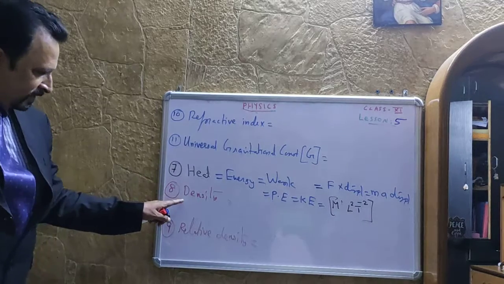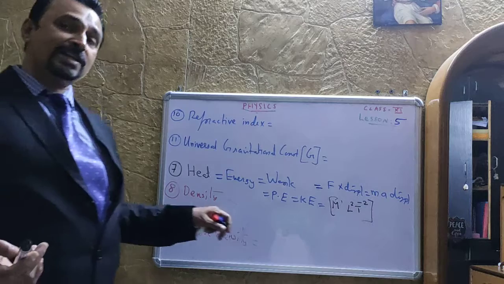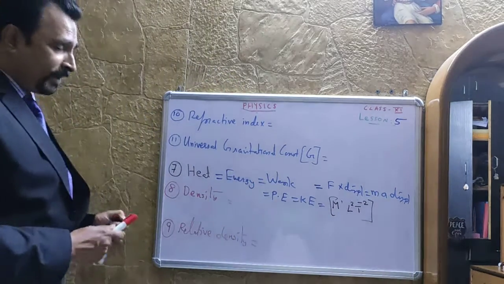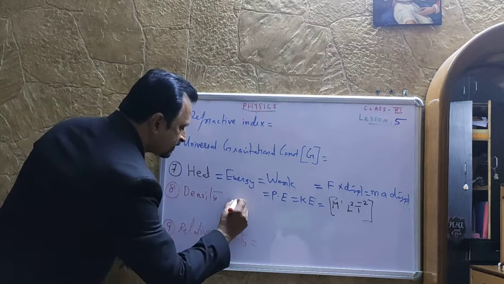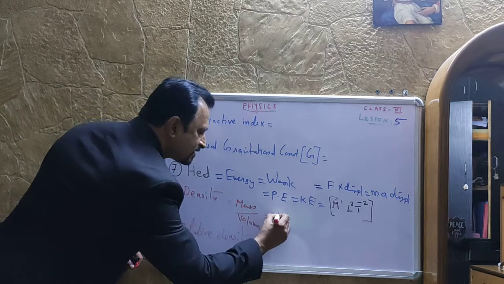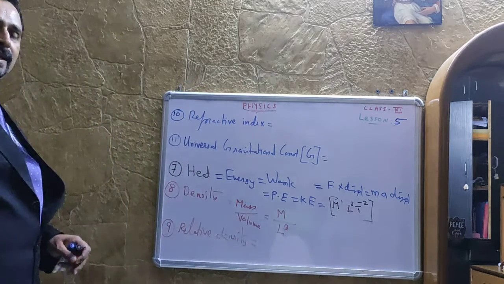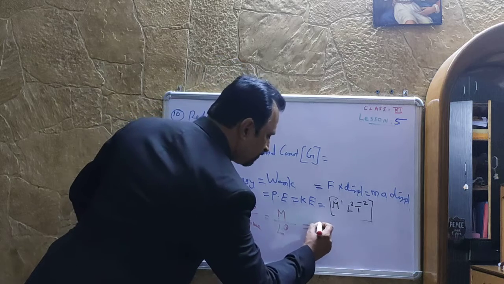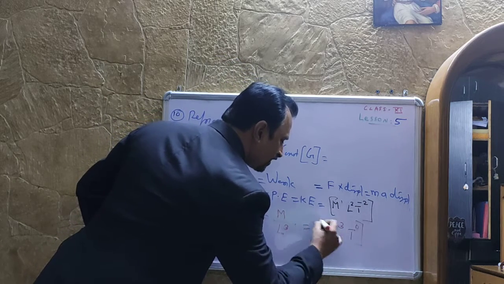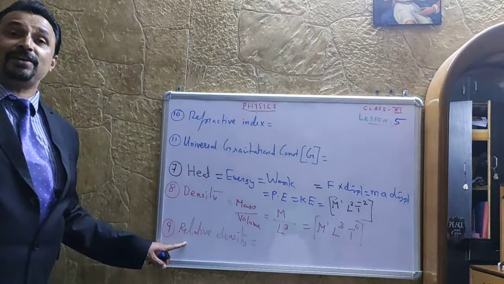Now you can say another very simple term, that is called density. You know what is the definition of density? In class 9 you studied density is equal to mass upon volume. If you divide mass by volume, you get density. Mass is mass itself, and volume is L^3. So your dimensional formula will be mass 1, length 3, and there is no time, so time 0.